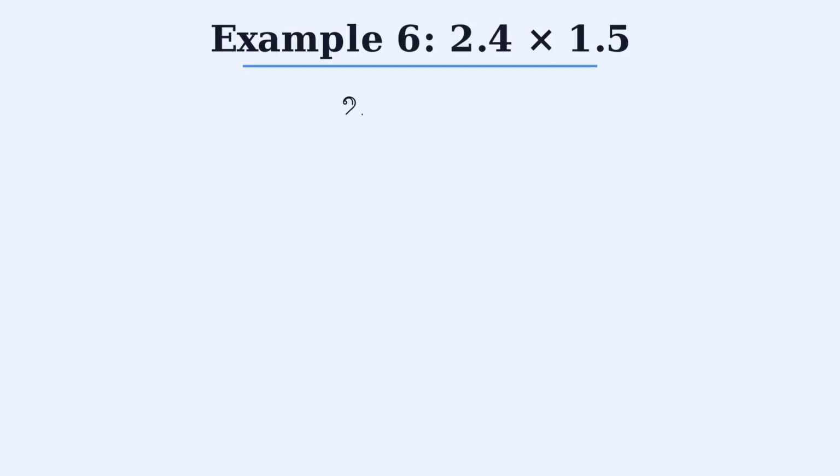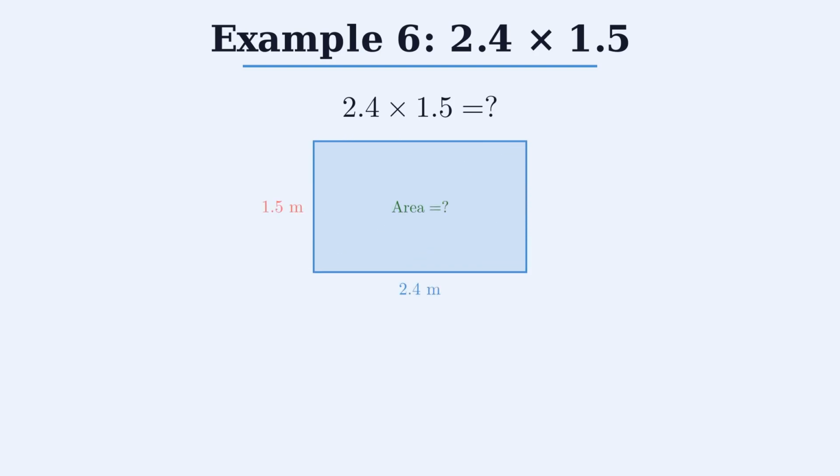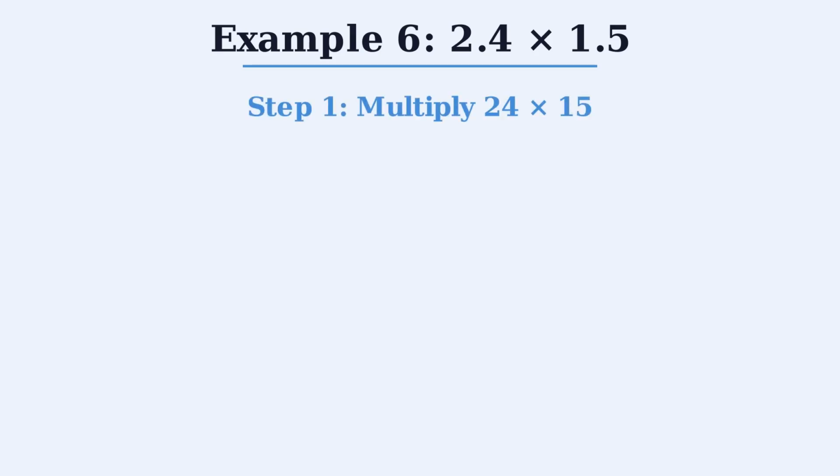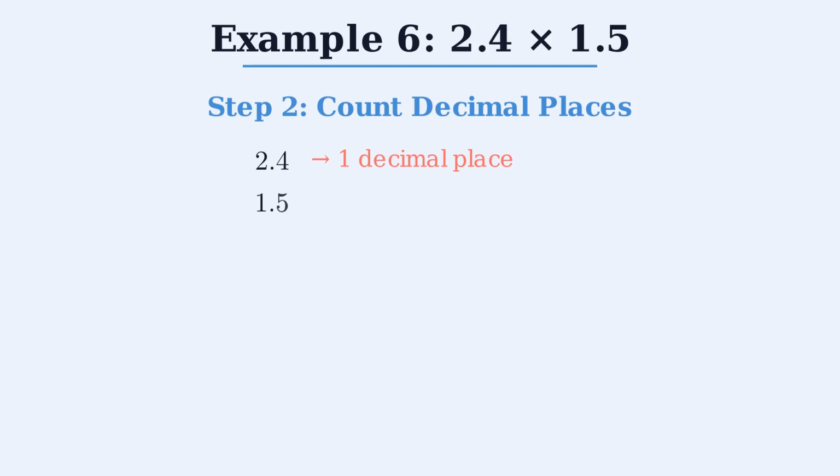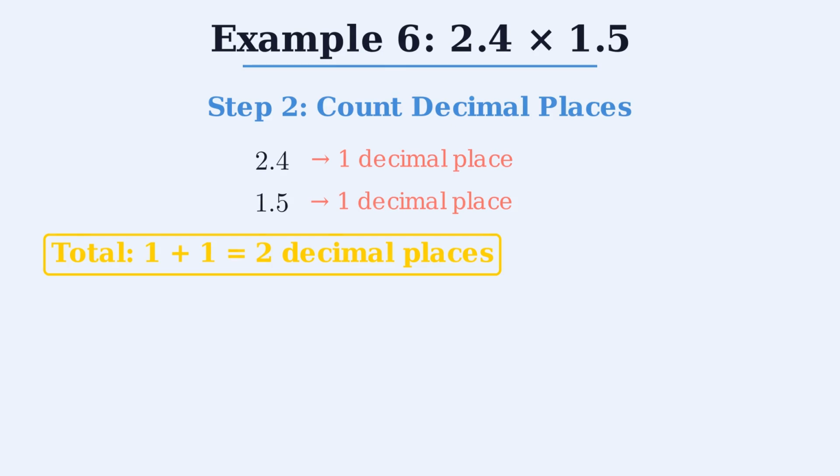Let's try a bigger challenge, 2.4 times 1.5. This is like finding the area of a rectangle that's 2.4 meters wide and 1.5 meters tall. Step 1, multiply 24 times 15. Let's break it down. 24 times 5 equals 120. Then 24 times 10 equals 240. Add them together. 120 plus 240 equals 360. So 24 times 15 equals 360.